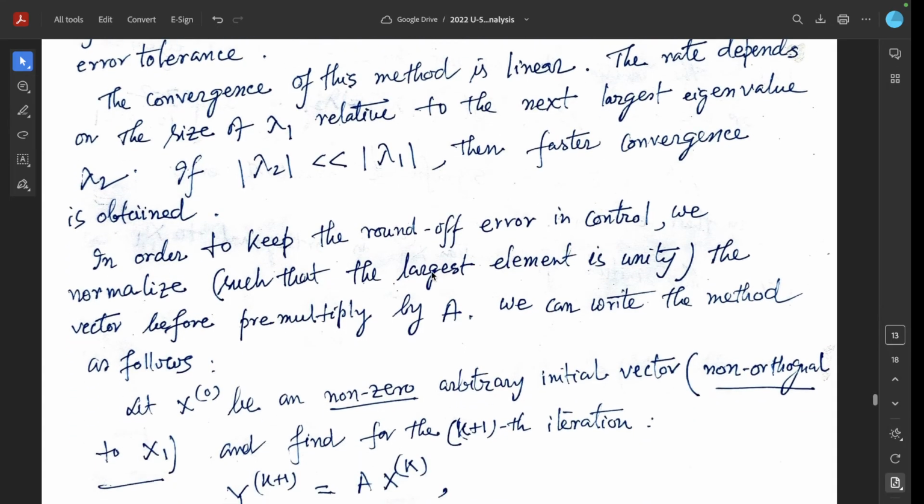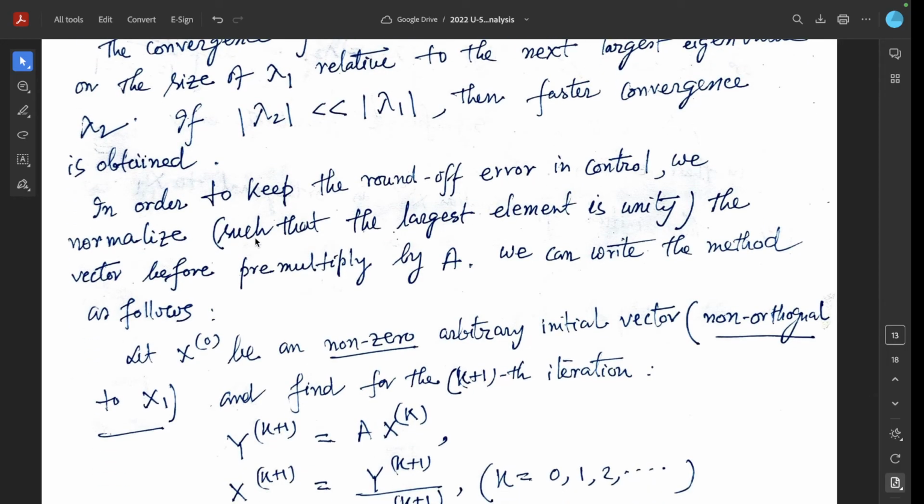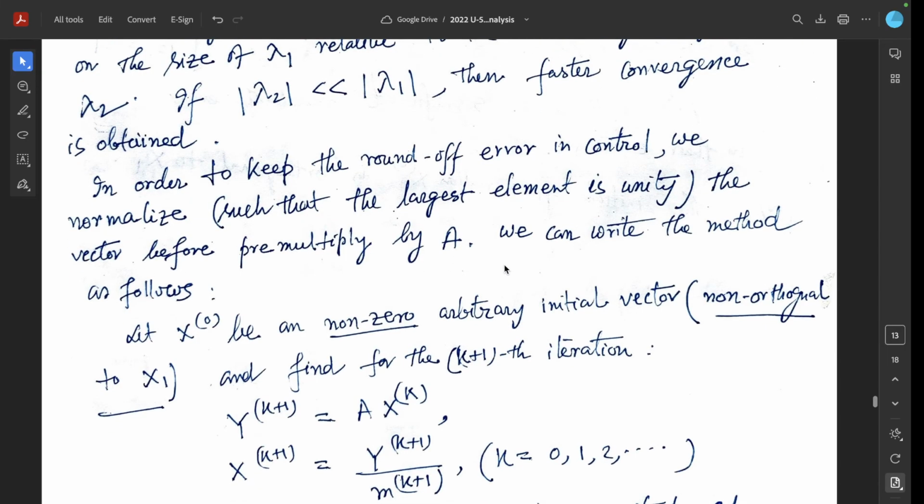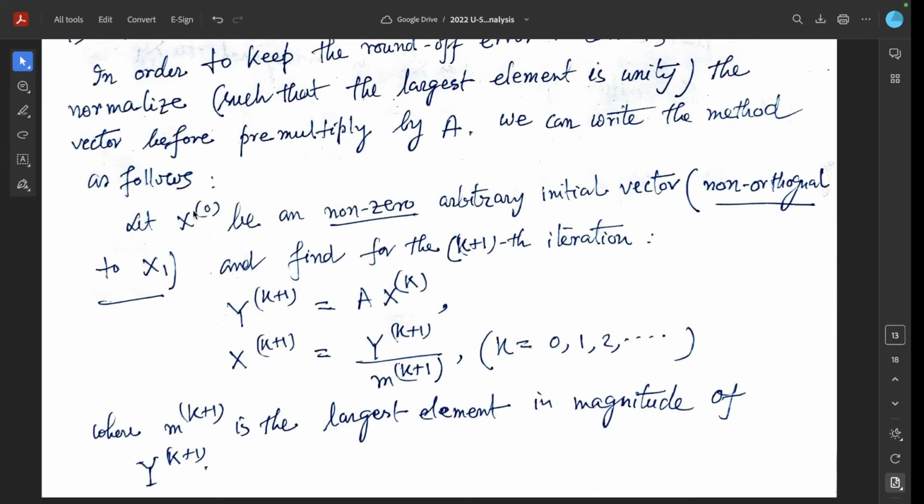In order to keep the round-off error in control, we normalize the vector such that the largest element is unity before pre-multiplying by A. So in practice, we can write the method as follows. Let x0 be the 0th iteration, initialized with a non-zero arbitrary initial vector, which must be non-orthogonal to the vector x1, and find the k plus 1th iteration: y(k+1) equal to A x(k), and x(k+1) equal to y(k+1) by m(k+1).